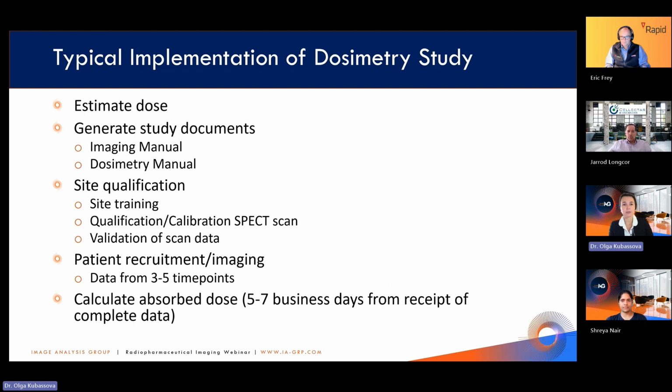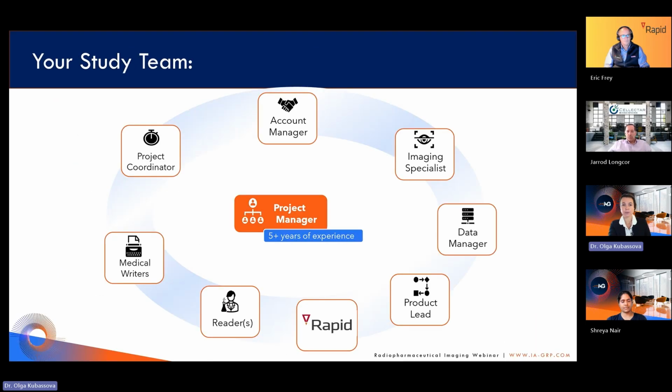So as Eric explained, in a typical implementation of a dosimetry study, you have estimated dose, you will generate a number of documents, you will have site qualifications, that's on the dosimetry side. You would have patient recruitment and monitoring imaging, and then you would be looking at the absorbed dose, which, as Eric explained, will have a specific algorithm.